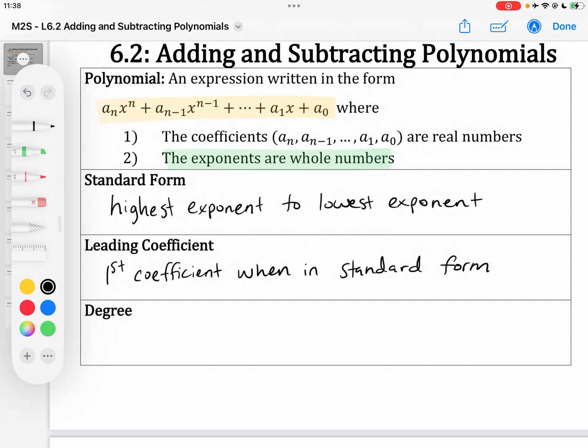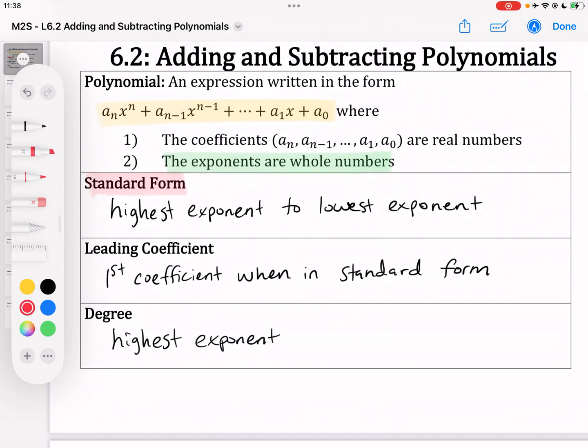And then the last thing here, degree. This is just something that's helpful to know. You'll hit this a lot more in Math 3 than you do this year, but I like to tell people the definition of degree. Degree is always the highest exponent of a polynomial. The big thing you're really going to need to know definition-wise is standard form. If I ask you to put it in standard form, write the polynomial where the highest exponent is first and the lowest exponent is last.